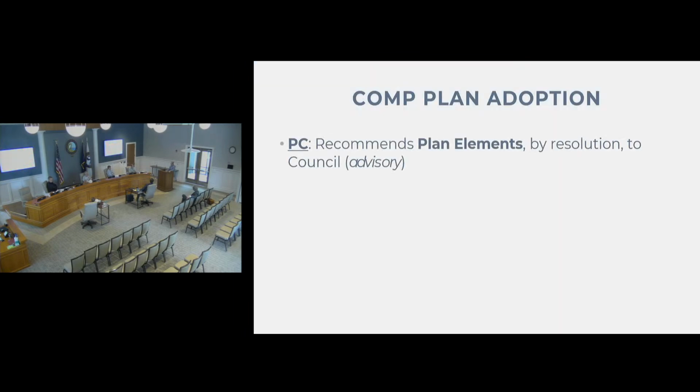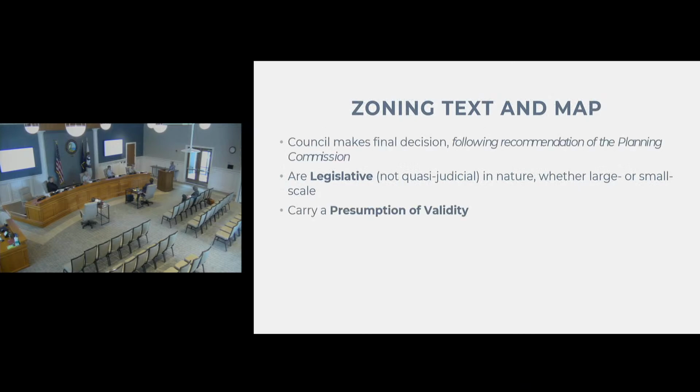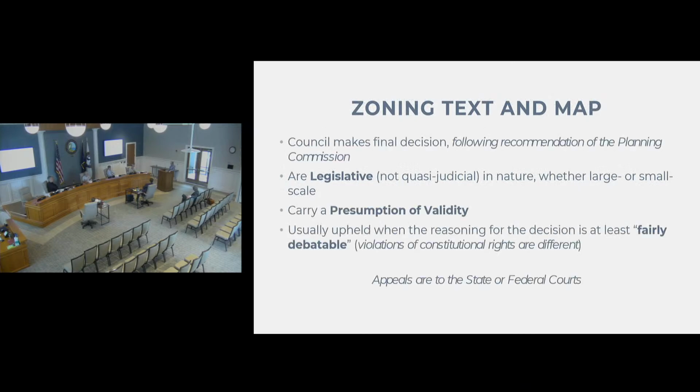Okay, so the Planning Commission recommends the planning elements, that's advisory. The council adopts it, that's legislative. We know that. When it comes to zoning text and map amendments, the council's making the final decision following the recommendation of the Planning Commission. Those decisions, this is another way of putting it, carry a presumption of validity. Again, legislative decision, when you're making decisions about the zoning map or the zoning ordinance, the burden is on the applicant to show that the decision of council, the legislative decision, was not even fairly debatable. There was no evidence to support it.